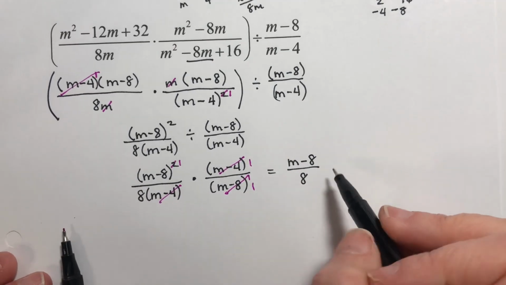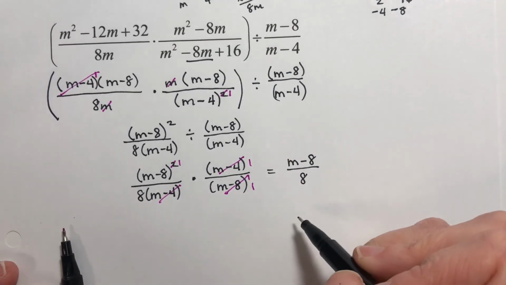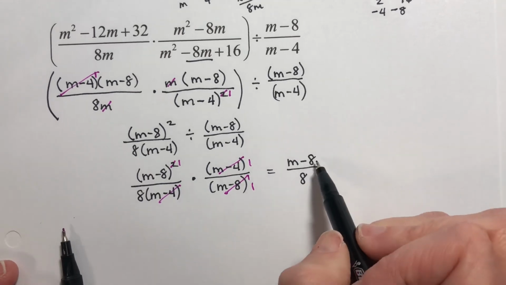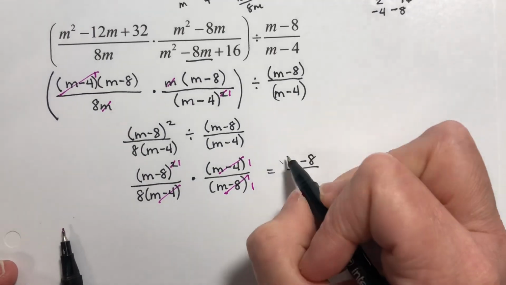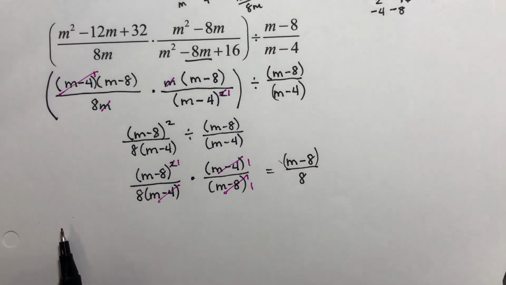As tempting as it is to cancel out those 8s, you cannot do that because this whole thing would have to cancel out. m minus 8 has to work as a unit. Keep it in parentheses if it helps you remember that, but it's critically important.